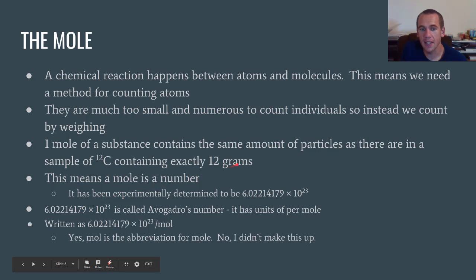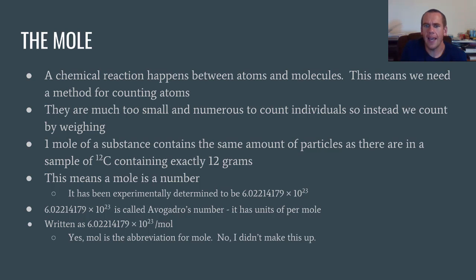Now, this next thing is actually probably new for us, and this is the mole. The mole gives us a way to count atoms. A mole is just a number. A dozen is a number. A mole is a number. A dozen means 12. A mole means 6.022 times 10 to the 23rd.